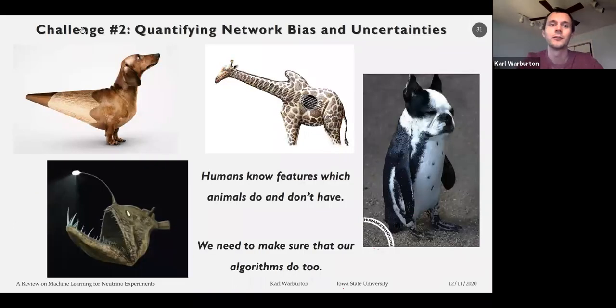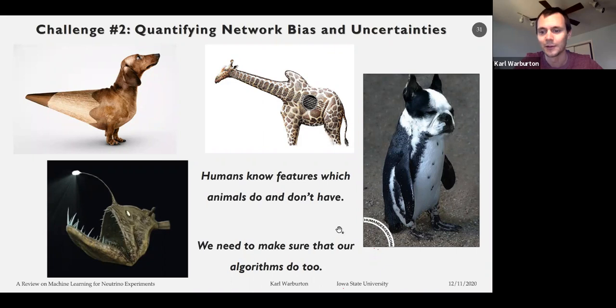Yeah, so then, the next challenge, I'm going to talk about a little bit about this now, is quantifying network bias and uncertainties. So, humans, we can look at these images and know that none of these animals should exist in nature. Dogs don't have some weird cone on them. Giraffes don't look like a guitar. Penguins and dogs aren't mixed, and anglerfish just shouldn't really exist, which is why they're at the bottom of the ocean.